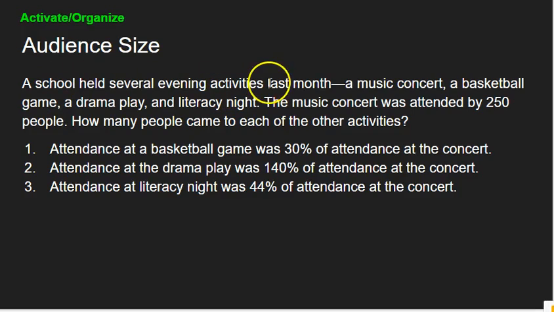So, a school held evening activities last month, a music concert, a basketball game, a drama play, and literacy night. The music concert was attended by 250 people. How many people came to each of the other activities? So the basketball game was 30% of the concert's attendance. So how many went to the basketball game?